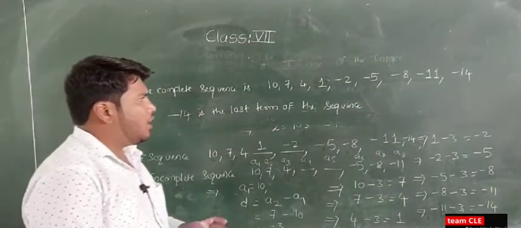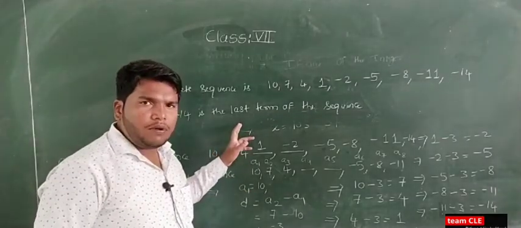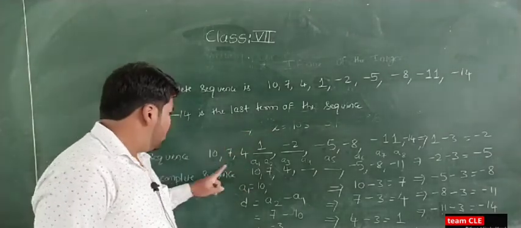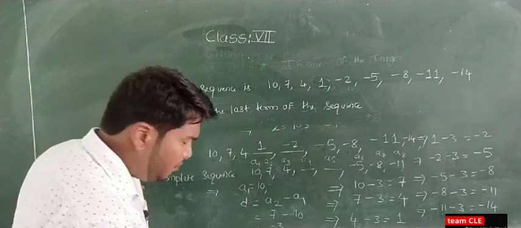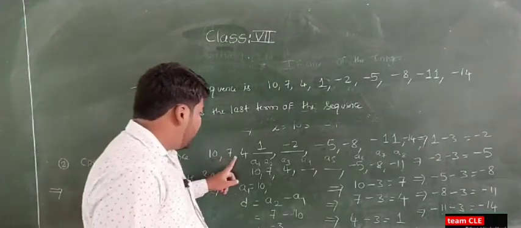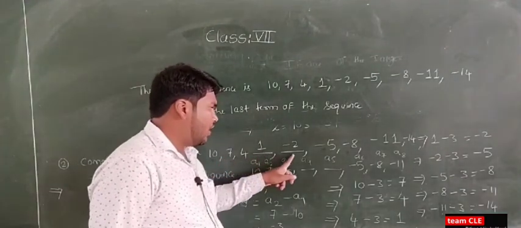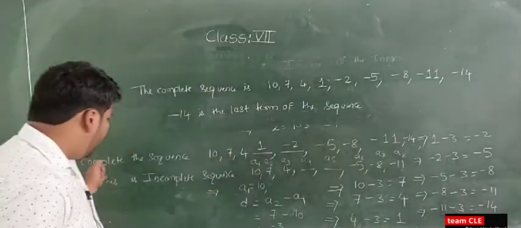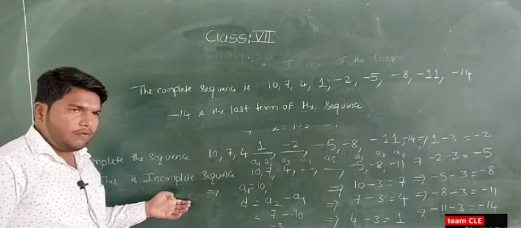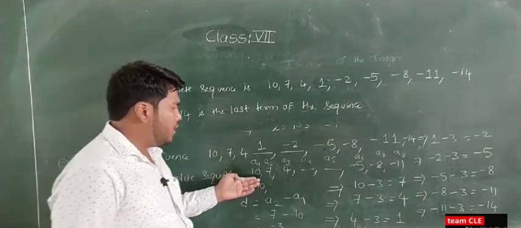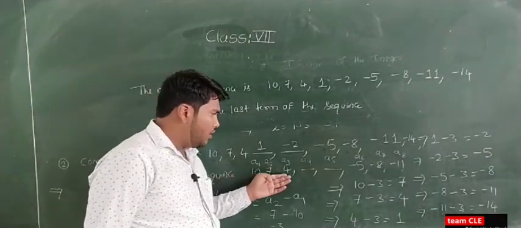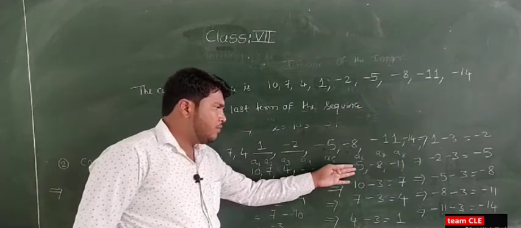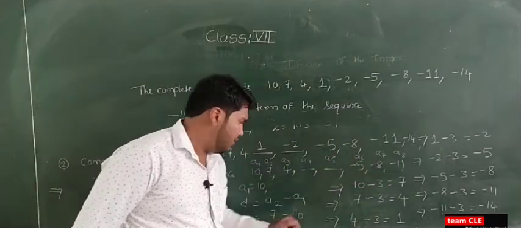So all of you have to note down example number 1 as well as example number 2. Once again I will explain how to complete the sequence. 10, 7, I don't know this number, minus 5, minus 8, minus 11. This is an incomplete sequence. First write this incomplete sequence: 10, 7, 4, I don't know this, minus 5, minus 8, minus 11.